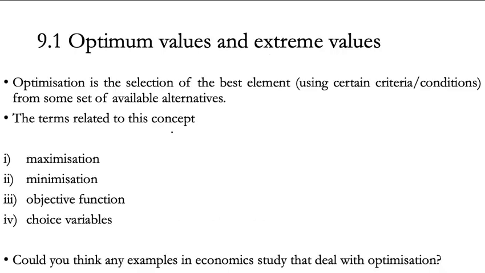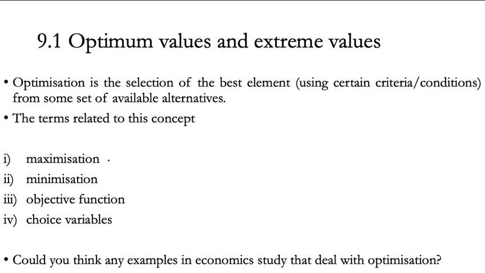here? Now, we have optimum values and extreme values. When we talk about optimization, it is the selection of the best element using certain criteria or conditions from some set of available alternatives. There are some terms related to this concept. There are four of them: maximization, minimization, objective function, choice variables.